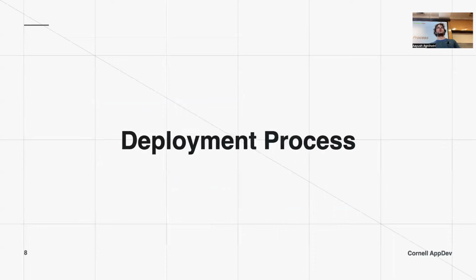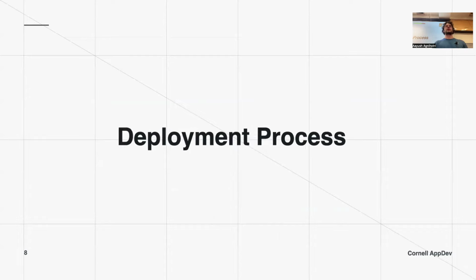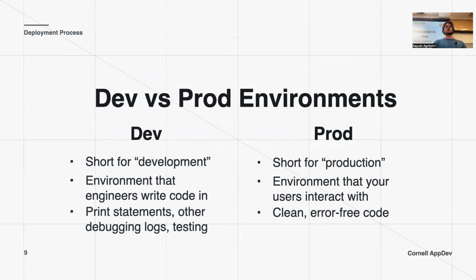And so the next thing we're going to talk about is the deployment process, which is basically how other people use your backend. The first thing we'll talk about are dev and prod environments. Dev is short for development, and it's the environment that engineers write their code in. So if this is the environment that I write my code in, it's going to contain a bunch of print statements and debugging statements. I'm probably going to get into a lot of errors. And so there's going to be a lot of things that aren't really made for someone who I want my app to use.